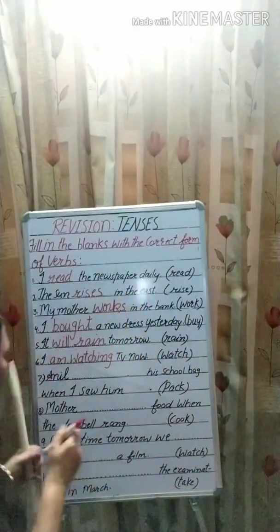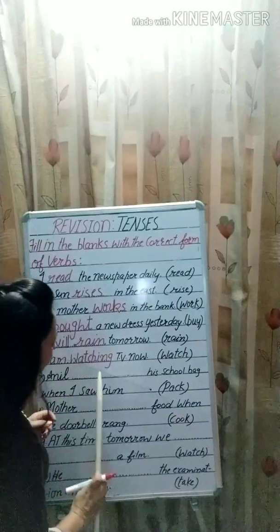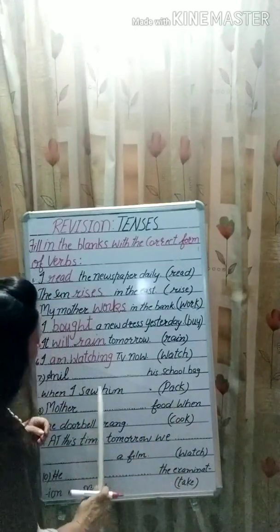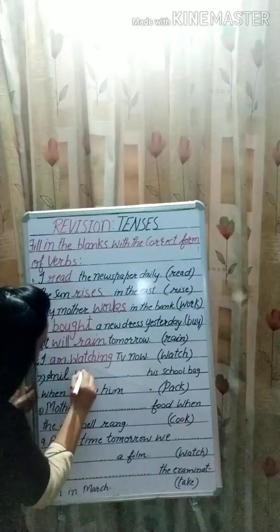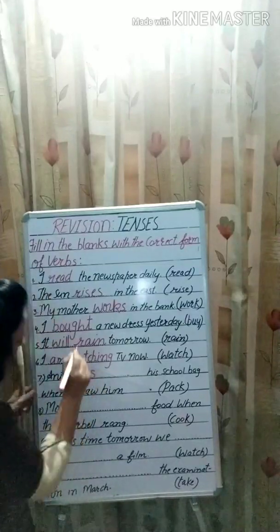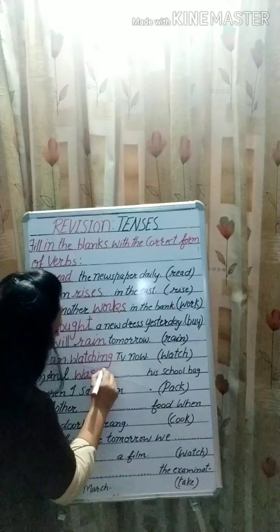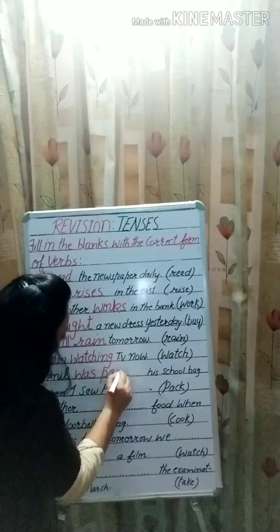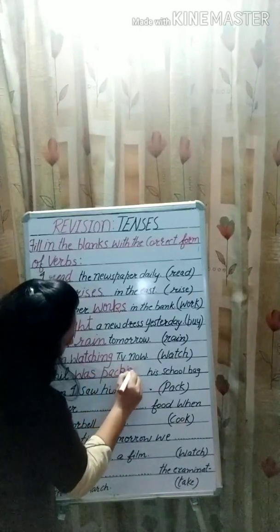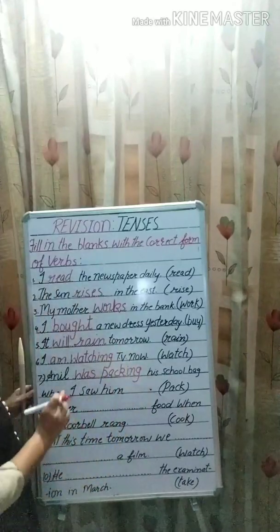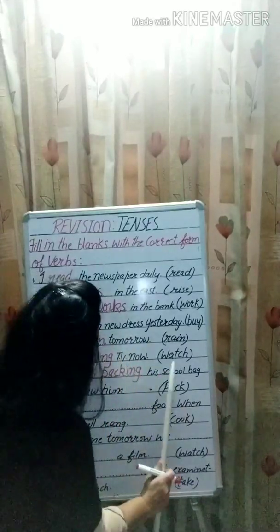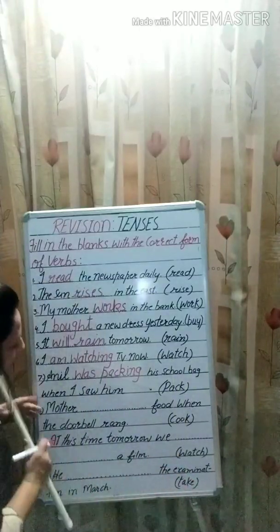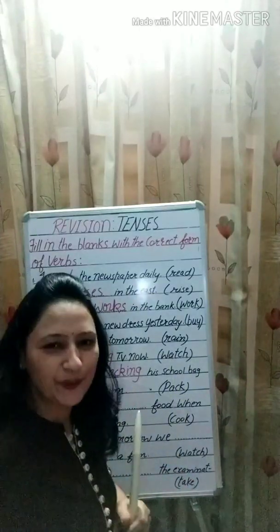Now I'm going to fill this blank. Anil dash his school bag when I saw him. So Anil is a singular subject, so I'm going to add helping verb was. Anil was packing. P-A-C-K. I'm going to add ing at the end of this verb, and the ing form of verb is packing. So Anil was packing his school bag when I saw him. Is it clear to you?